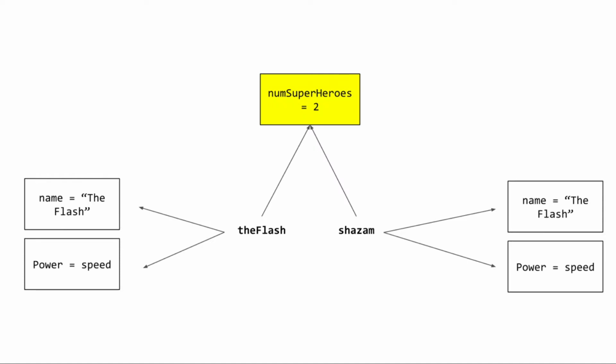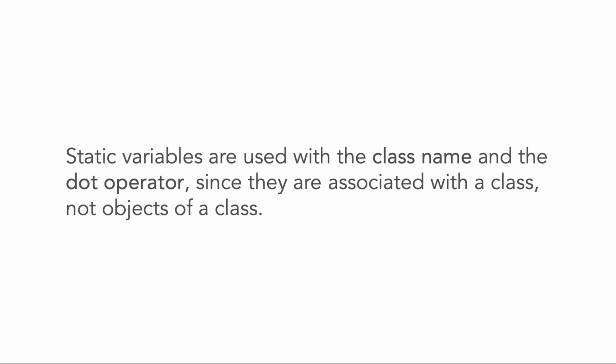As opposed to instance variables, which are exclusive to the reference, static variables are shared across all objects. We can see here that while the Flash and Shazam have their own name and power values, they both share the static variable num_superheroes. Static variables are used with the class name and the dot operator, since they are associated with the class, not objects of a class.